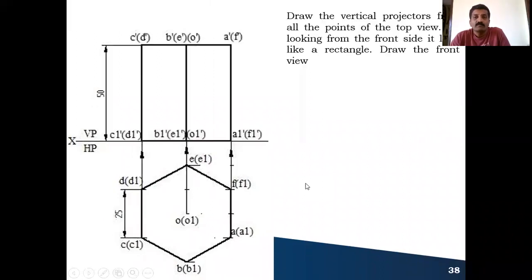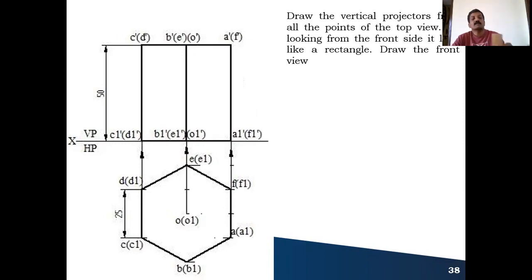To draw the front view you need to draw the vertical projectors from all the points of your top view till it meets your XY line. Now what is the axis height which is given here? So 50 millimeter. From the XY line, above the XY line you take 50 millimeter, draw one horizontal line, and then extend these lines and complete the rectangle. So in the front view the hexagon prism will look like a rectangle. In the top view it looks like a hexagon.